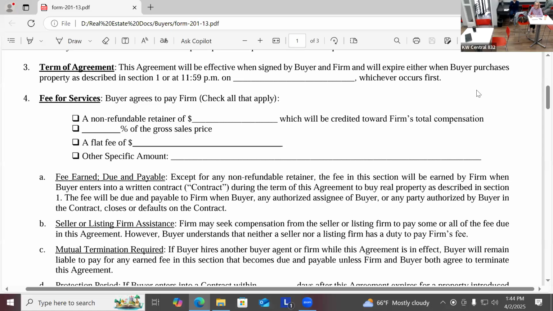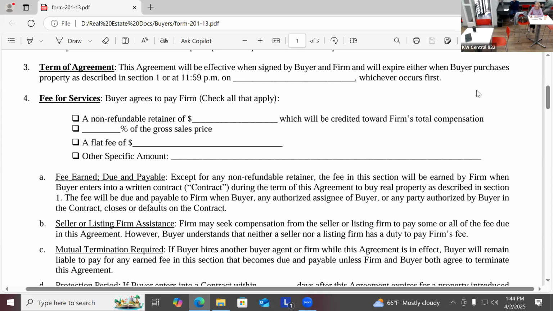Okay, so this does look a little different than the other one. Non-refundable retainer, if that's part of your business. And then X% of the gross sales price. We like for this number to be 3, depending on your business model and what you are willing to accept.